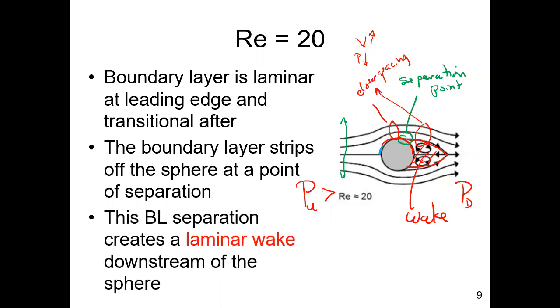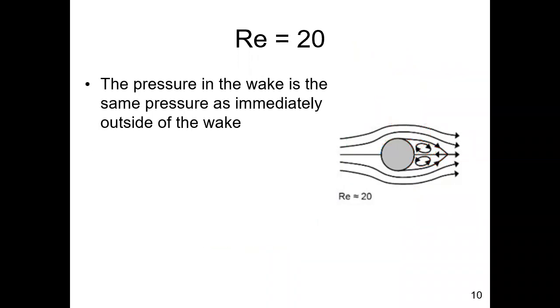So after the boundary layer separates, downstream you have a wake. And the fluid movement in that wake is nice and structured. It's laminar, so we call it a laminar wake. Continuing with this same figure. The pressure in the wake, pressure here, is typically equal to the pressure immediately outside of the wake. Again, that's why there's a pressure difference from upstream to downstream. The pressure upstream is greater than the pressure downstream because of that.